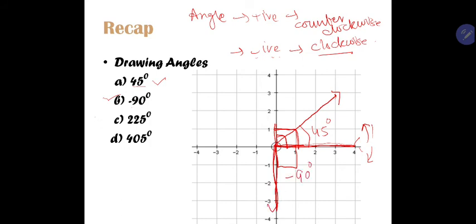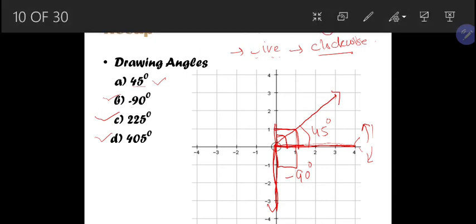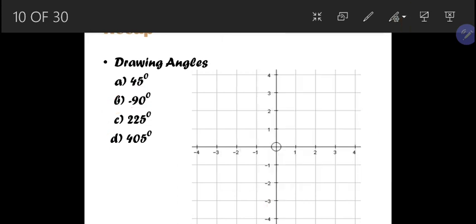I want you to try 225 and 405, and then you can let me know what your answers are. And if you have any questions about this, you can send me an email and I'll try to answer you for any of your doubts. We will now move on.